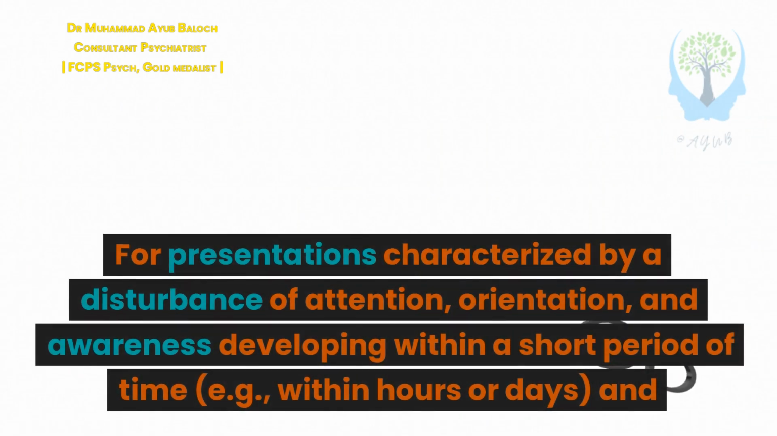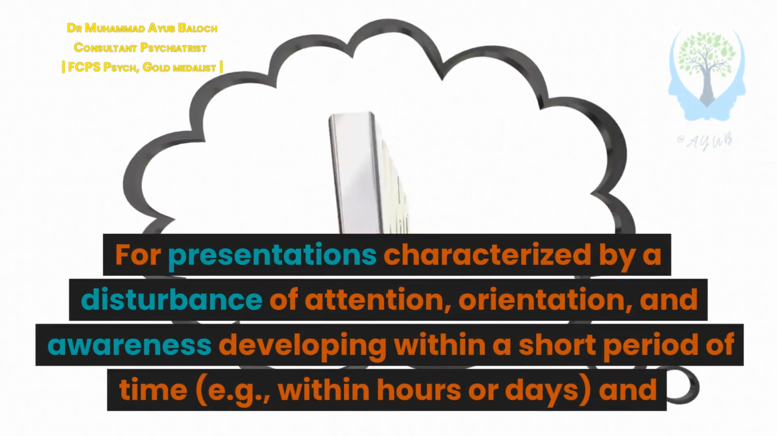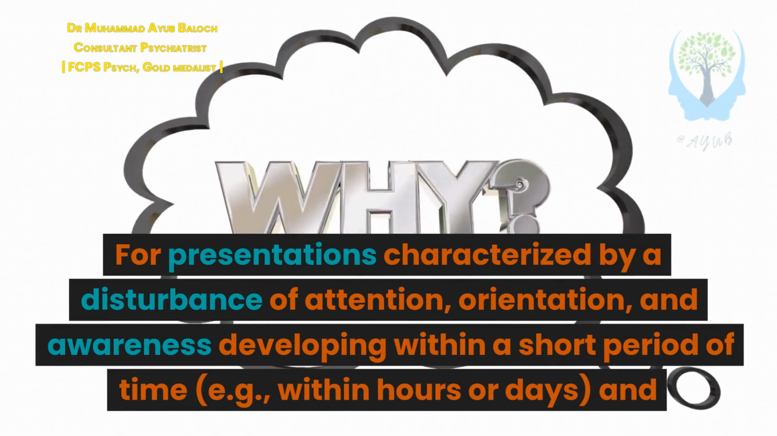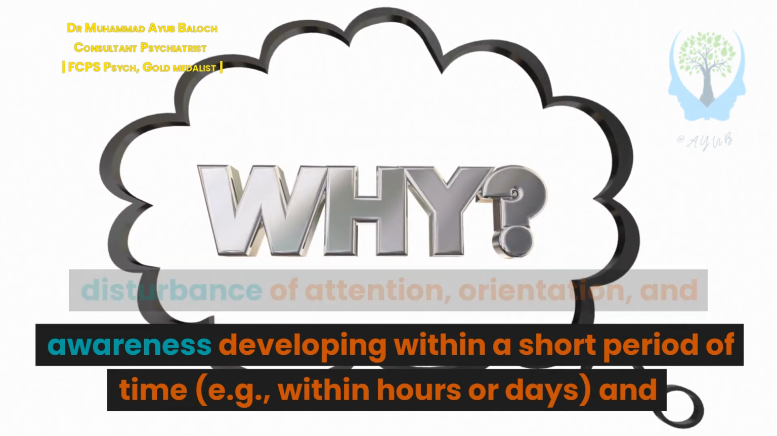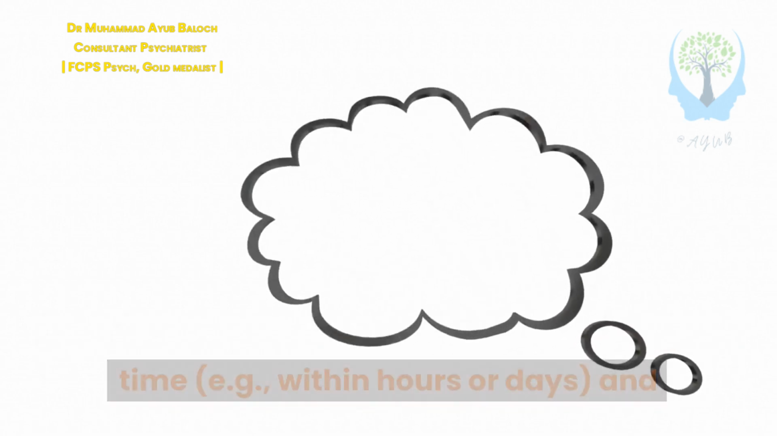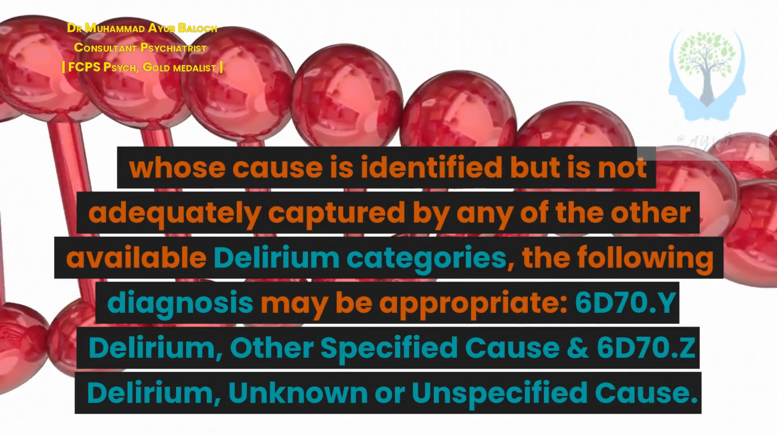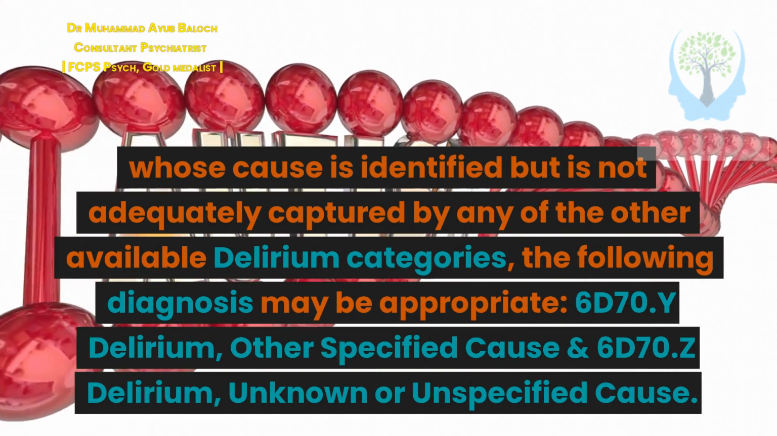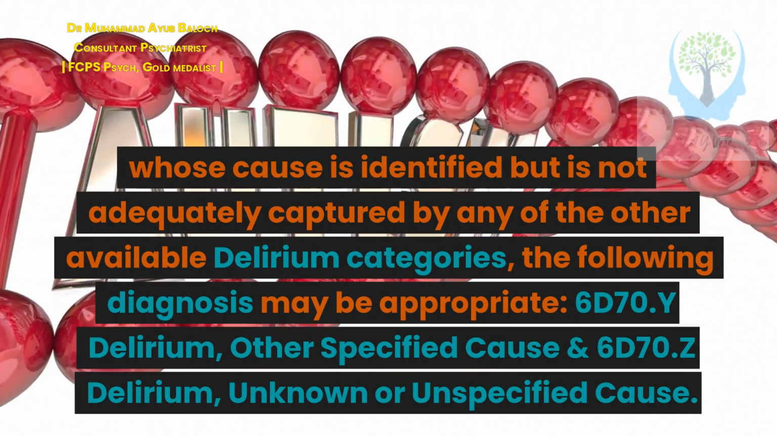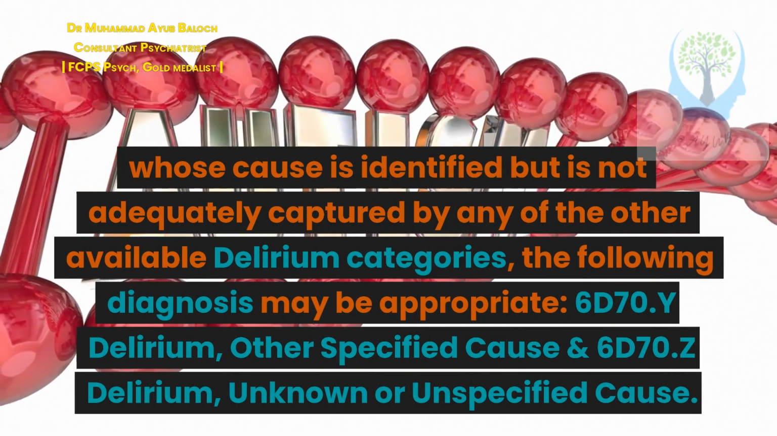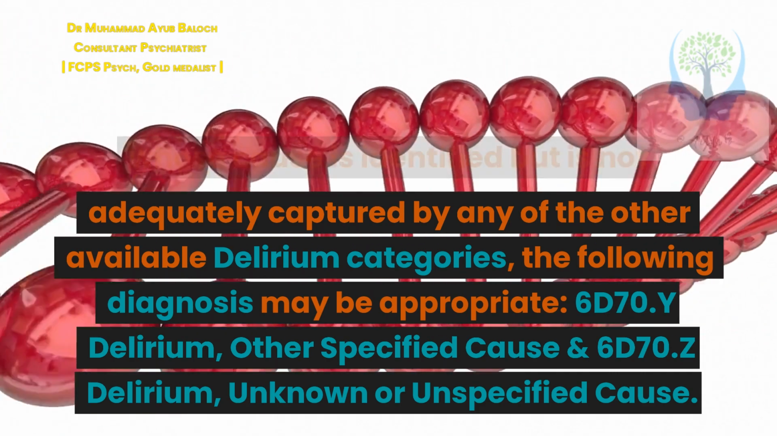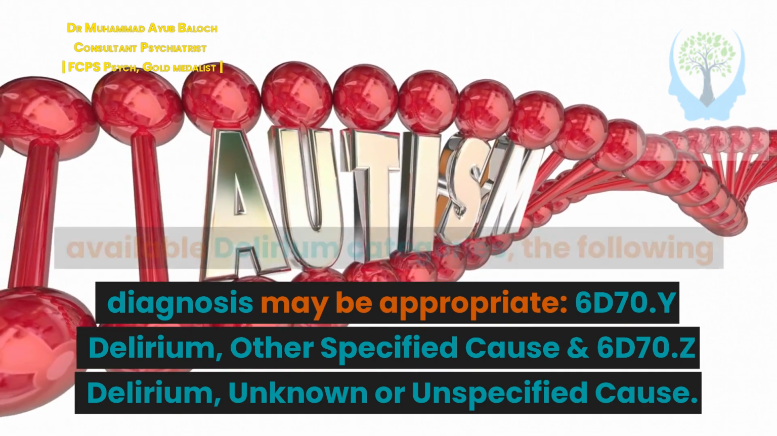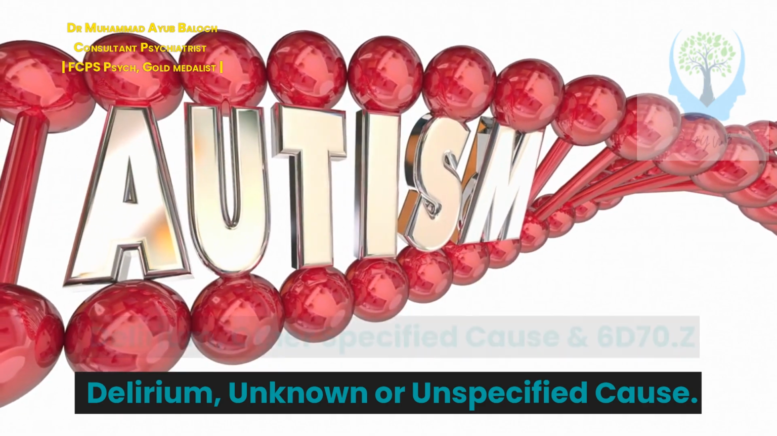For presentations characterized by a disturbance of attention, orientation, and awareness developing within a short period of time, for example, within hours or days, and whose cause is identified but is not adequately captured by any of the other available delirium categories, the following diagnosis may be appropriate: 6070.Y delirium, other specified cause, and 6070.Z delirium, unknown or unspecified cause.